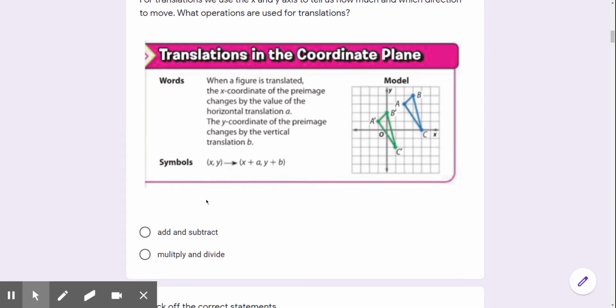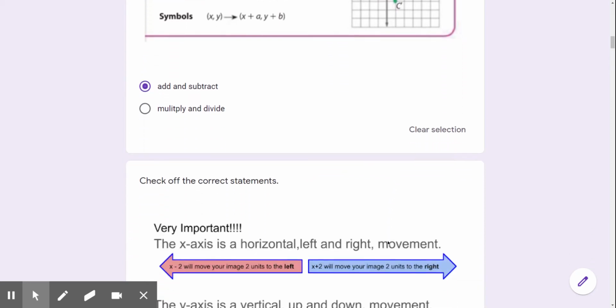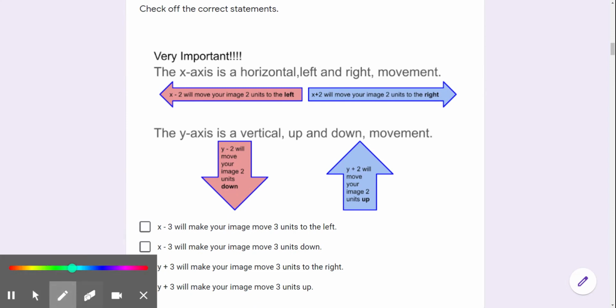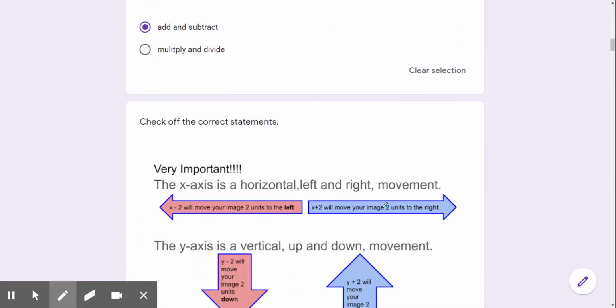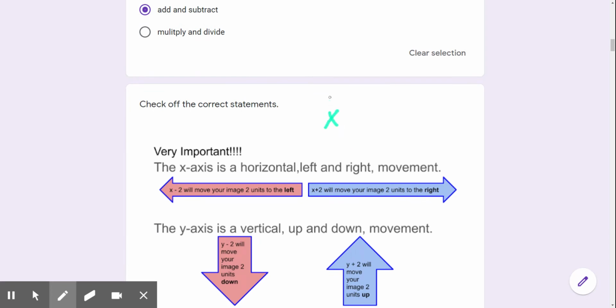So for translations, all we're doing is adding and subtracting a movement along the coordinate plane. I am not multiplying or dividing. So remember on your coordinate plane, your x-axis is your left and right movement, and your y is your up and down. So you might be saying, well, how do I add or subtract? Which way do I know to go? If you're going to go to the left, that's a subtraction because you're moving backwards on the number line. And if you're going to the right, forward, that is adding. But then if you move down, that is a negative movement to your y. And if you wanted to move up, that's a positive movement.